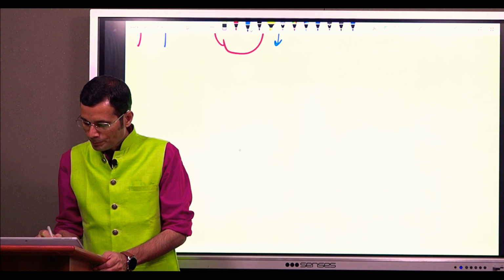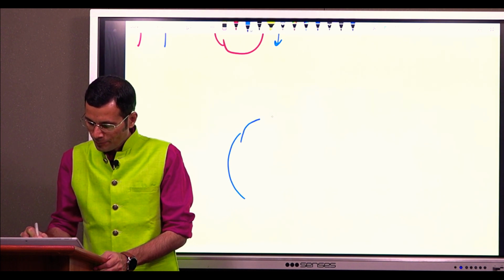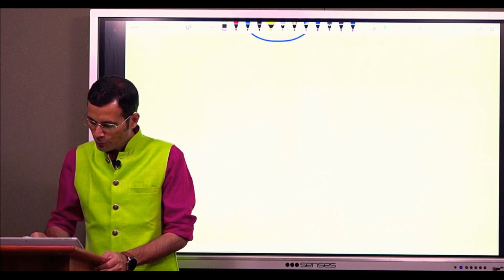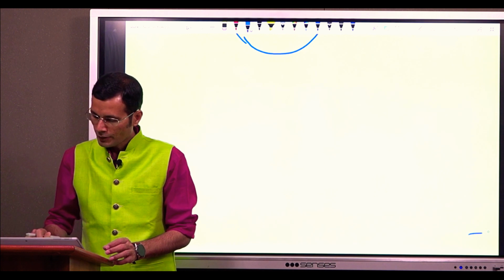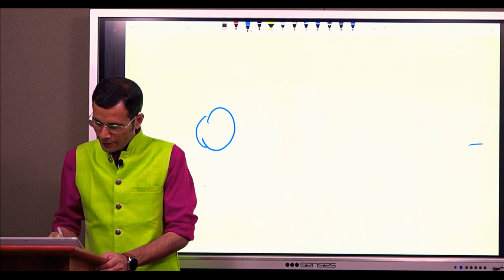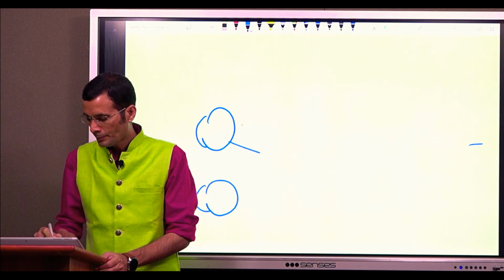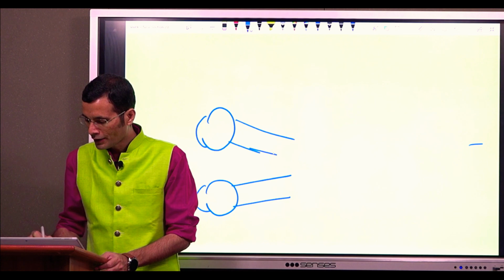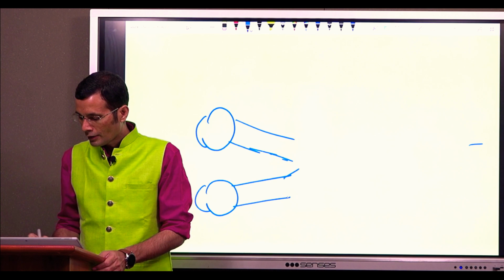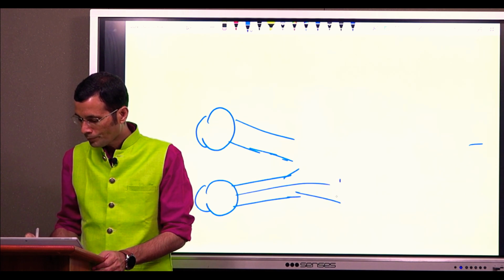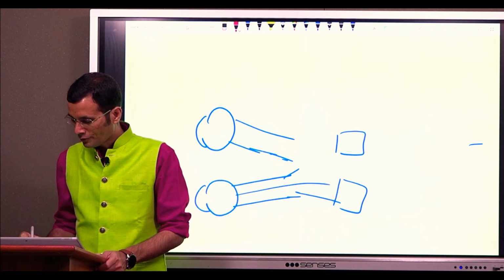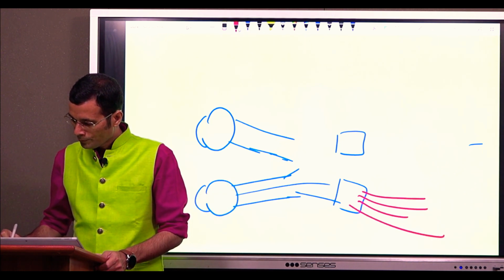So, what are those changes? Let me first say how this accommodation reaction happens. What's the pathway for this? Let's say these are eyes. This is the visual pathway: optic nerve fiber, then the optic chiasma, optic tract, then the lateral geniculate body, and finally the optic radiation in the occipital lobe.